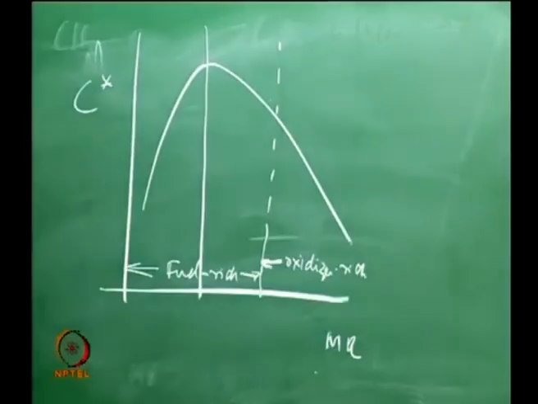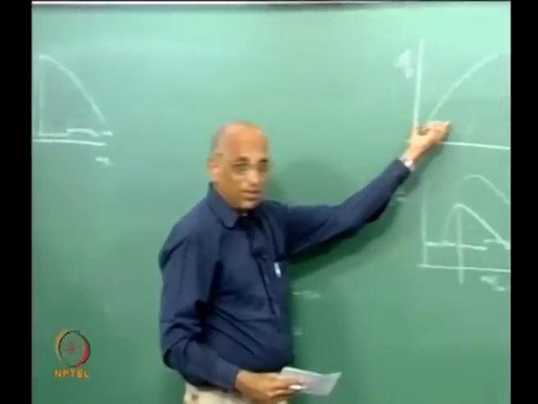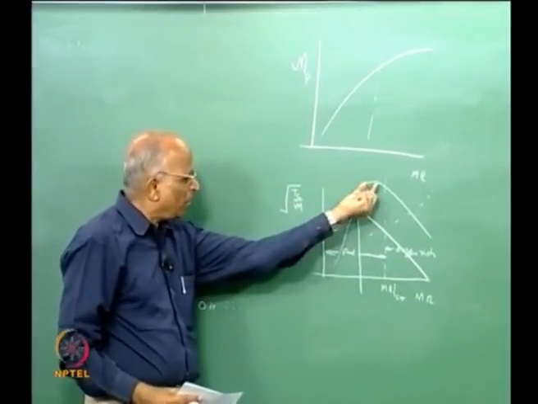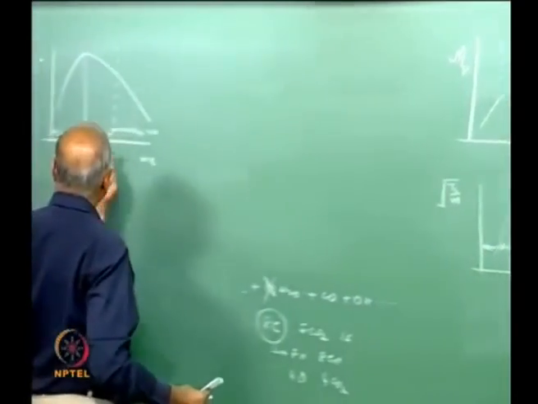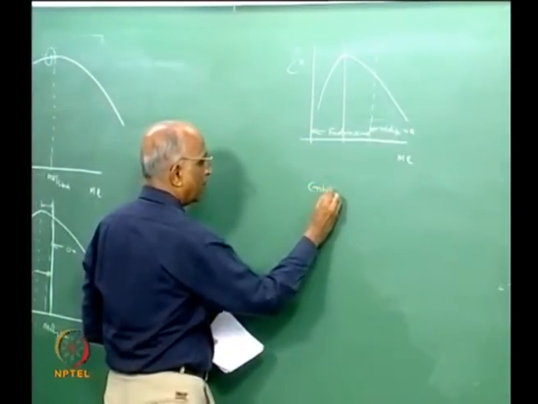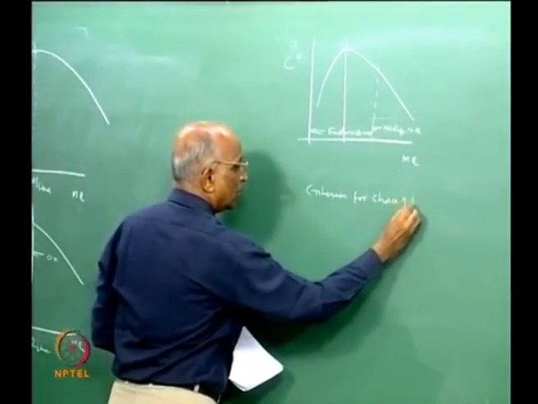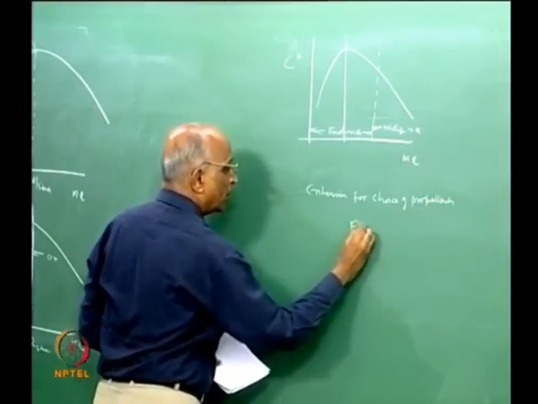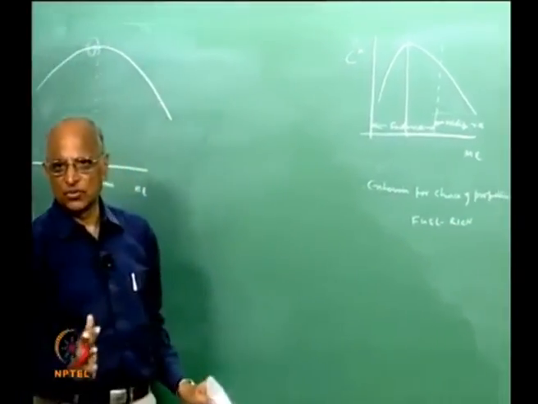Why is it higher on the fuel rich side? Because the molecular mass is smaller on the fuel rich side. We also find that the maximum temperature occurs a little bit on the fuel side, and therefore the net effect is that I have higher performance in the fuel rich region. One of the criteria for choice of propellants is that the propellant must be fuel rich. All propellants used are fuel rich propellants.